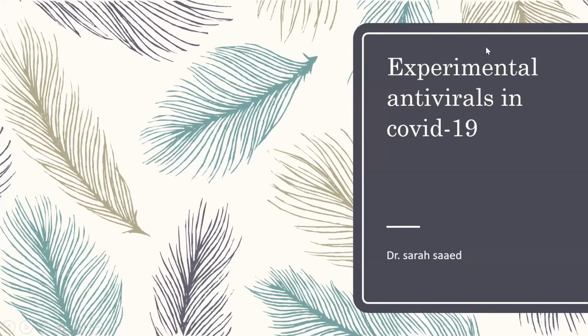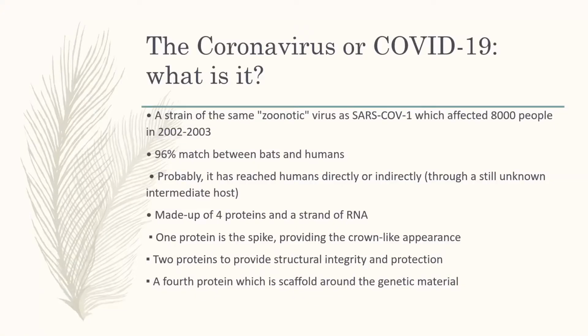Good evening. My lecture is about experimental antivirals in COVID-19. The coronavirus, or COVID-19, what is it? It is a strain of the same zoonotic virus as SARS-CoV-1, which affected 8,000 people in 2002 and 2003. 96% match between bats and humans. Probably it has reached humans directly or indirectly through a still unknown intermediate host.